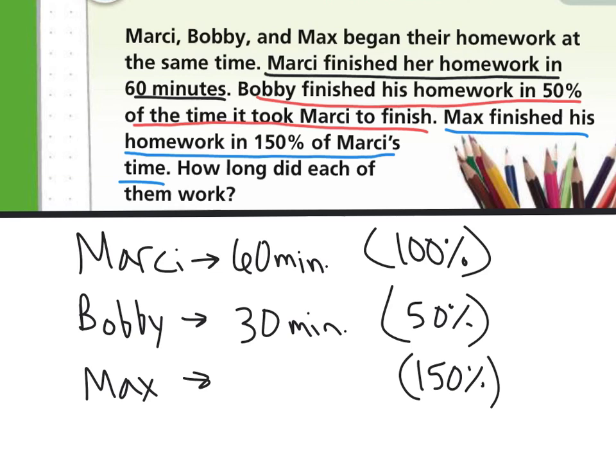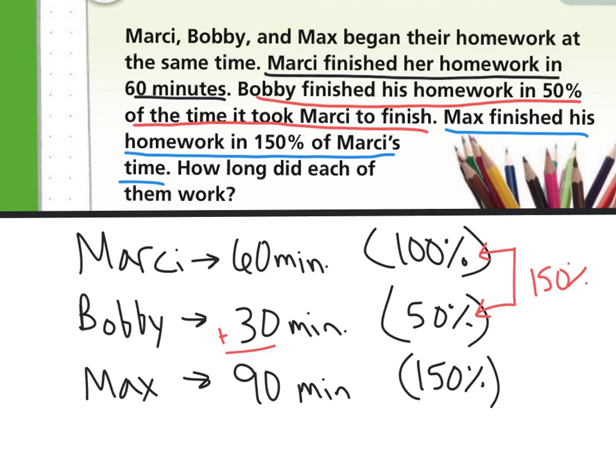There are different ways you can do this. One observation you might make is that we've got 100% here and 50% here. If you add those together, that makes 150%. So if you added 30 minutes and 60 minutes together, that would give you Max's time, which is 90 minutes. That's one way of doing it. Another way you could say, well, 50%s would make 150%, three 50%s. So that means 30 times 3, which would be 90 minutes.